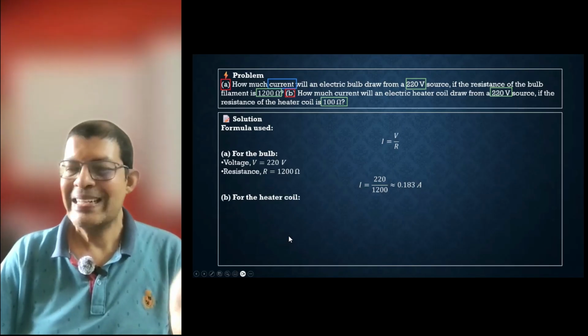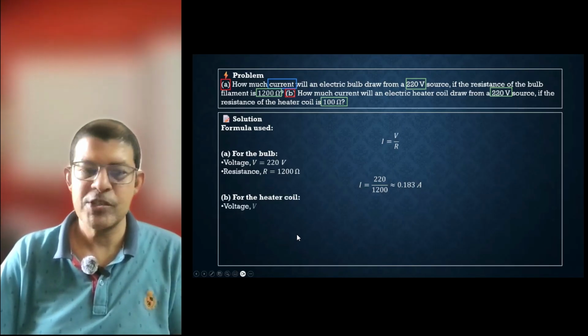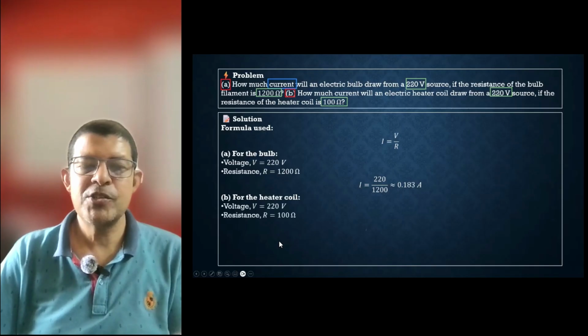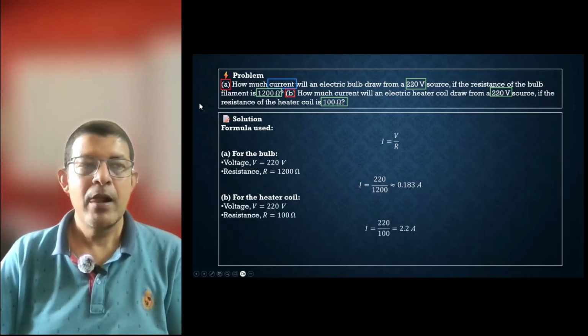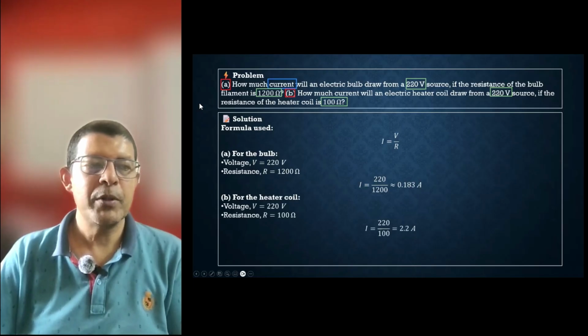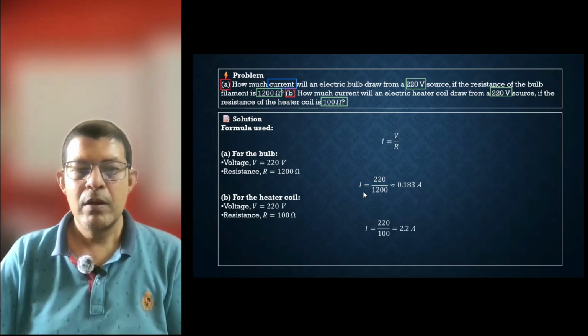And now you have a heater coil with a different resistance, right? Voltage is the same, resistance is different. So you'll get 2.2 ampere. So basically, if you see from this example, resistance was 1200 ohm for the bulb, so the current was very little.